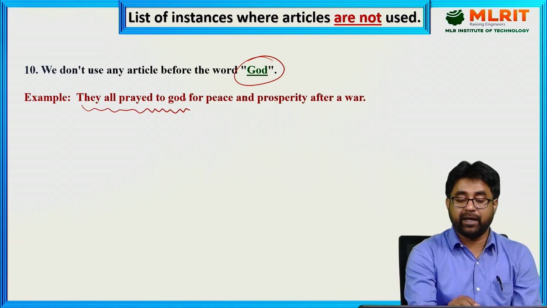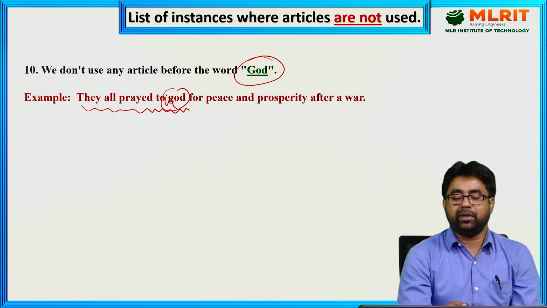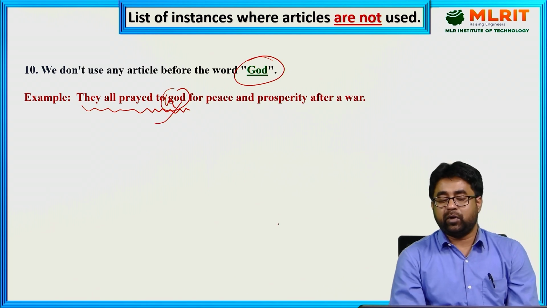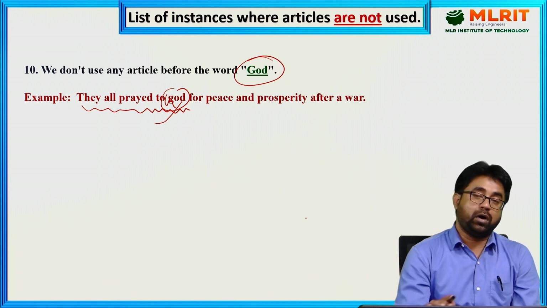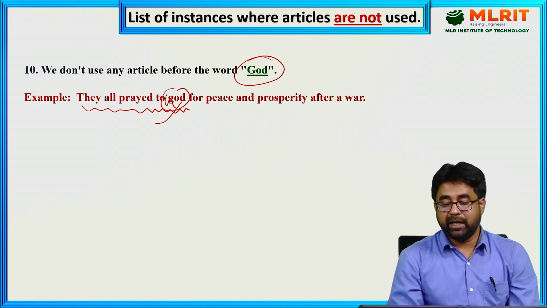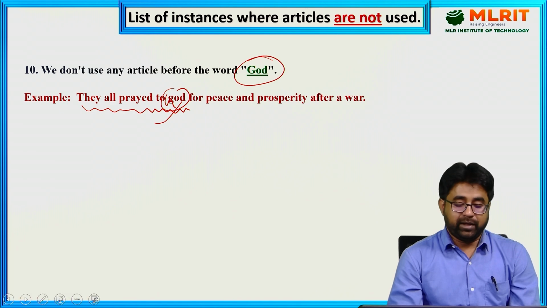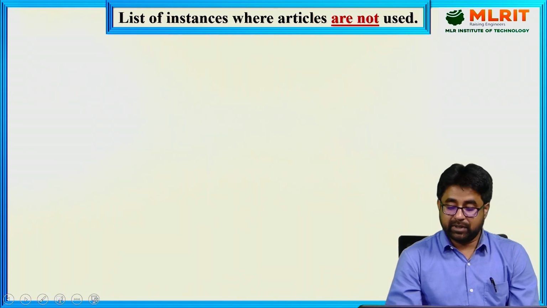You can see the example sentence: They all prayed to God. It should be capital, to God. I'm not saying to the God. So you have to simply understand, or you can also remember it, that before the word God, we are not supposed to use any article. Right? Next, come to the next slide.